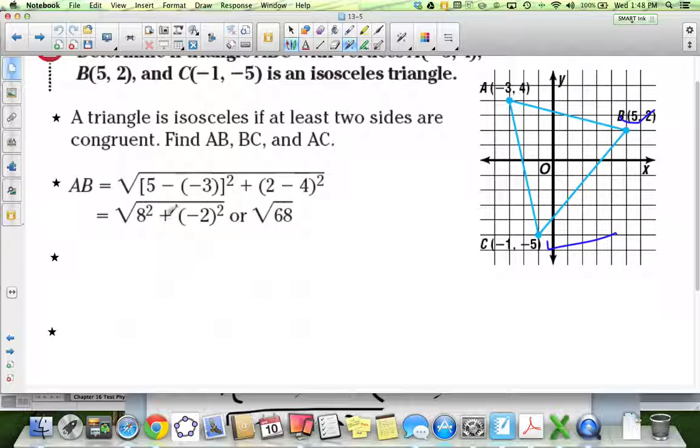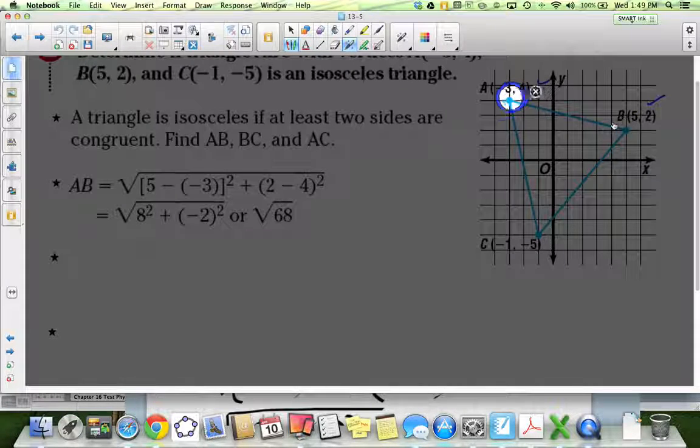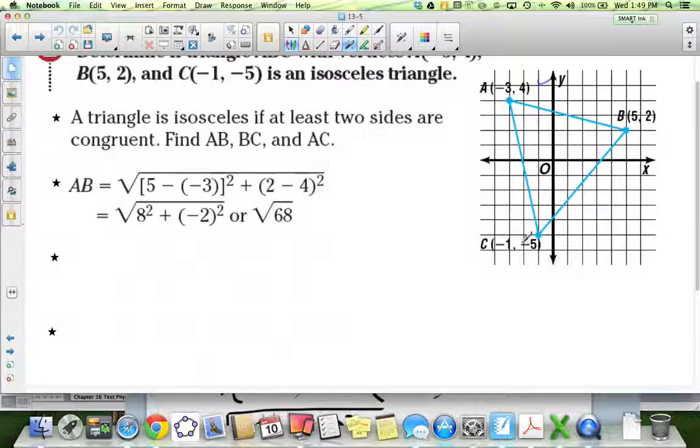If you consider the distance formula, which is the square root of x2 minus x1 squared plus y2 minus y1 squared, you end up with 5 minus negative 3, right here, and 2 minus 4 right there. Sorry, we're considering these 2 points, and not point C.